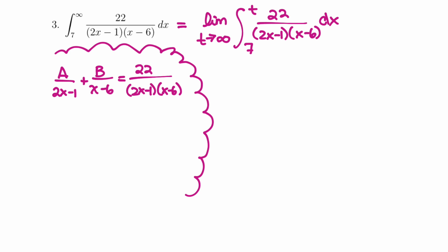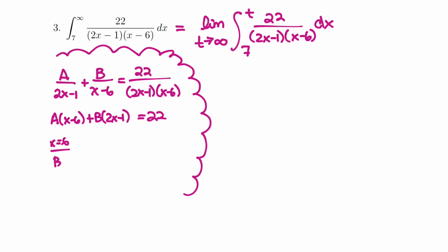So what do we get here? A times x minus 6 plus b times 2x minus 1 equals 22. If we let x be 6, that means I have b times 11 equals 22, or b is 2. If I let x equal 1/2, then that means a times negative 5.5, which is negative 11 halves, equals 22. So a is negative 4.